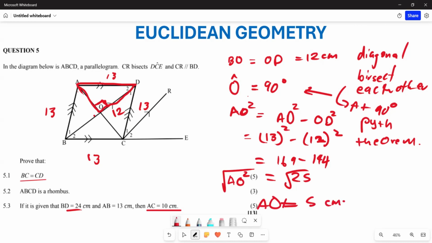Now, as soon as AO is 5 centimeters, therefore you know that your AO is going to be equal to your CO. What is the reason there? Because diagonals bisect each other, which means they are both equal to 5. So if this is 5 here and this is 5 here, your AC is going to be equal to 5 plus 5, which is 10 centimeters altogether. So basically, that is how you are going to get the value of your AC. Hopefully, this makes sense to you now. And thank you very much.